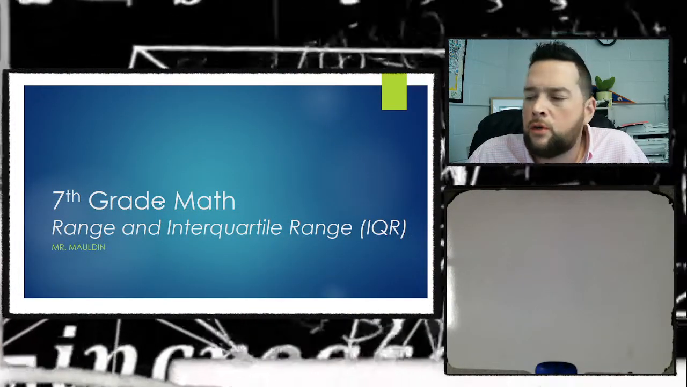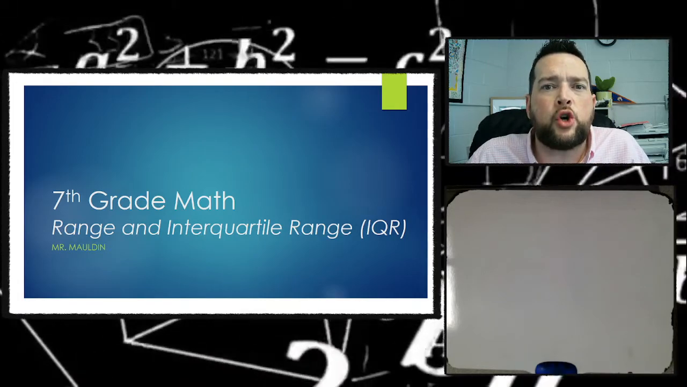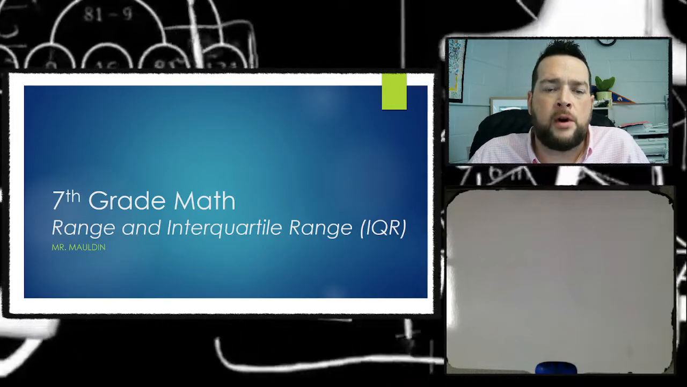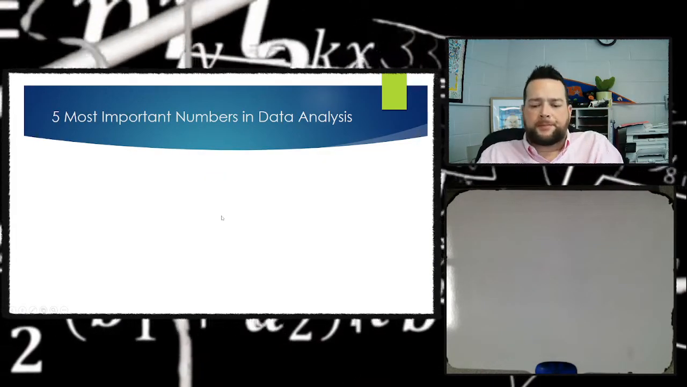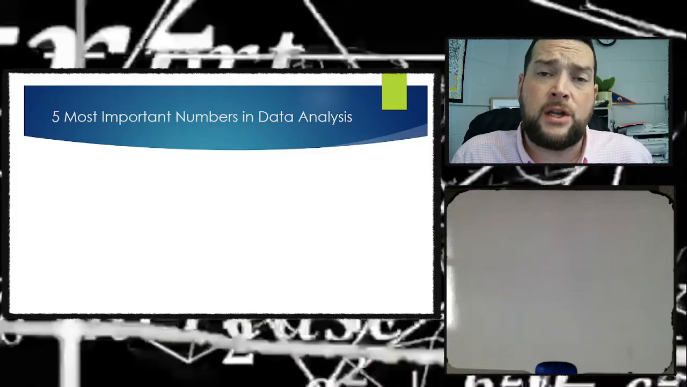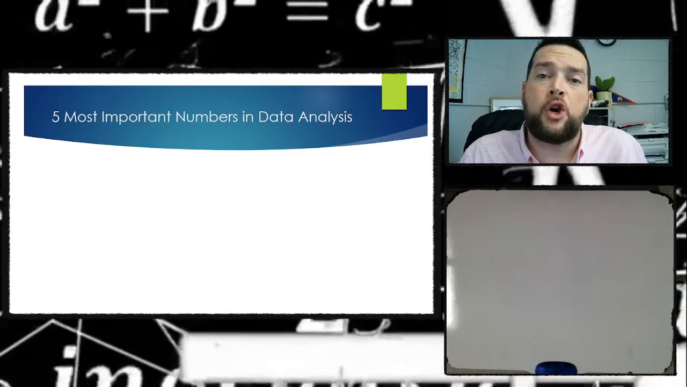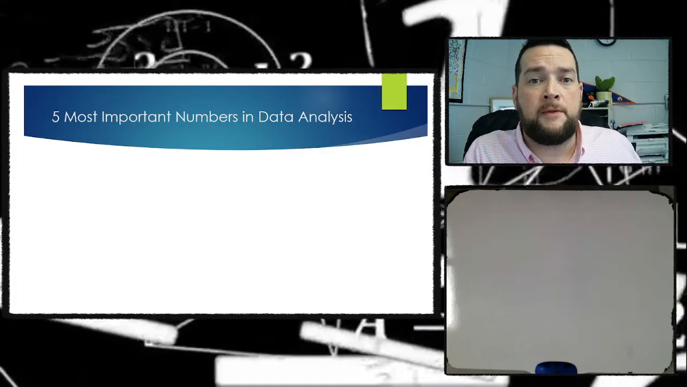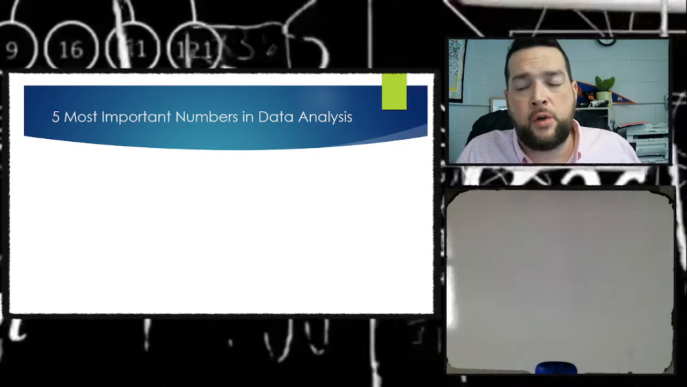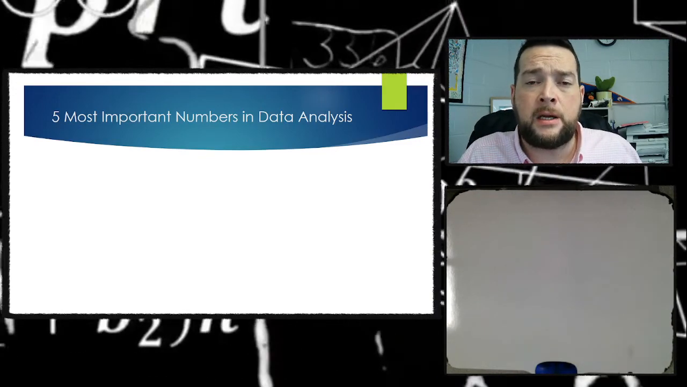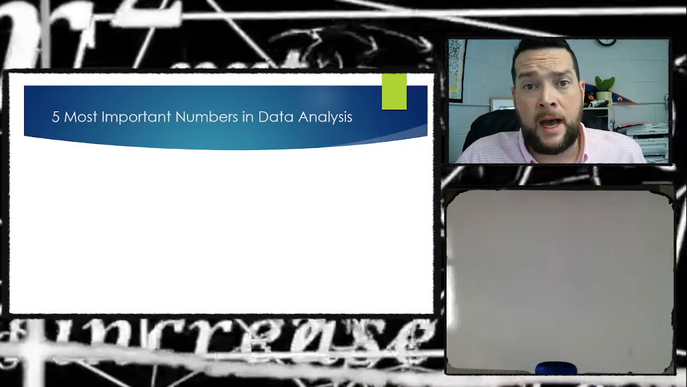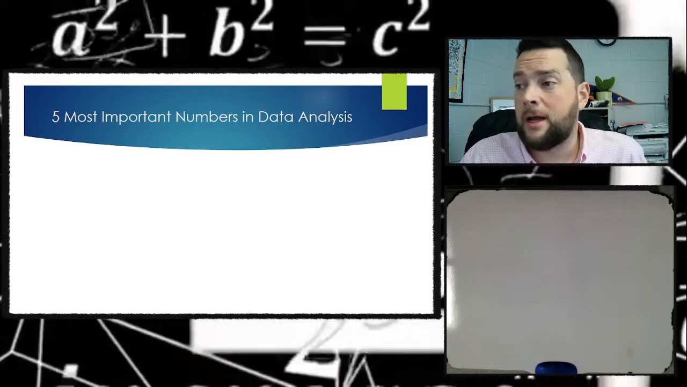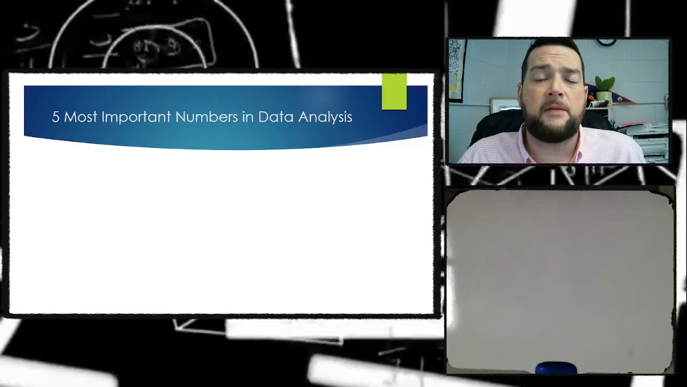All right, today our objective is to find the range and the interquartile range for a data set. So let's just jump right into it. In order to find the range and the interquartile range, we have to do a little bit of work with our data before we can even calculate them. The range is pretty easy. The interquartile range is a little bit more complicated. Still, mathematically, it's really not hard at all. It's just subtraction. But you've got to find some information first.